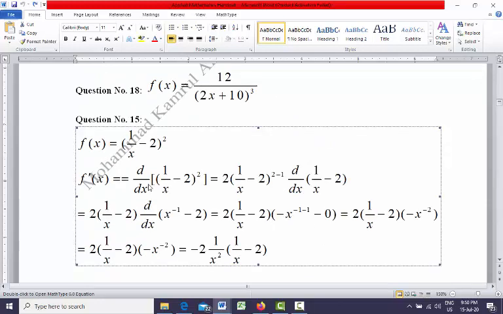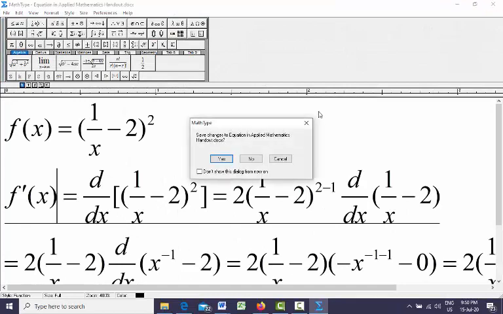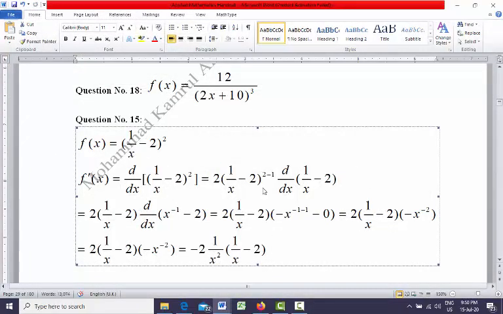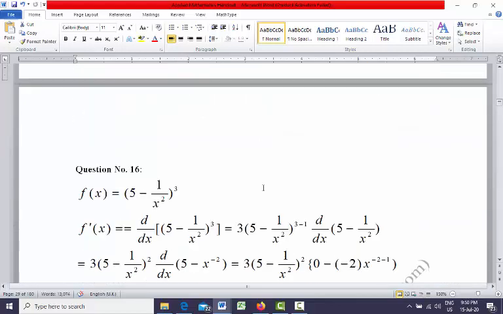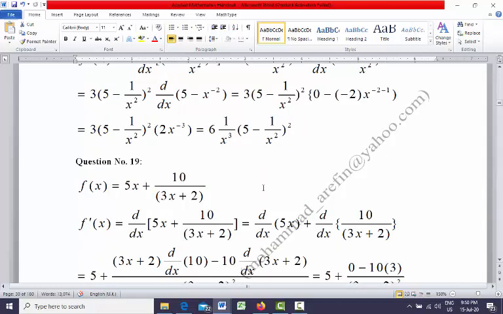Question number 15, you can solve it at your home because this one is very easy. If you find any problem, you can ask me in our next session. I will help you to solve it. Similarly, question 16 is also easy. You solve it at your home. If you find any problem, you ask me in our next session.